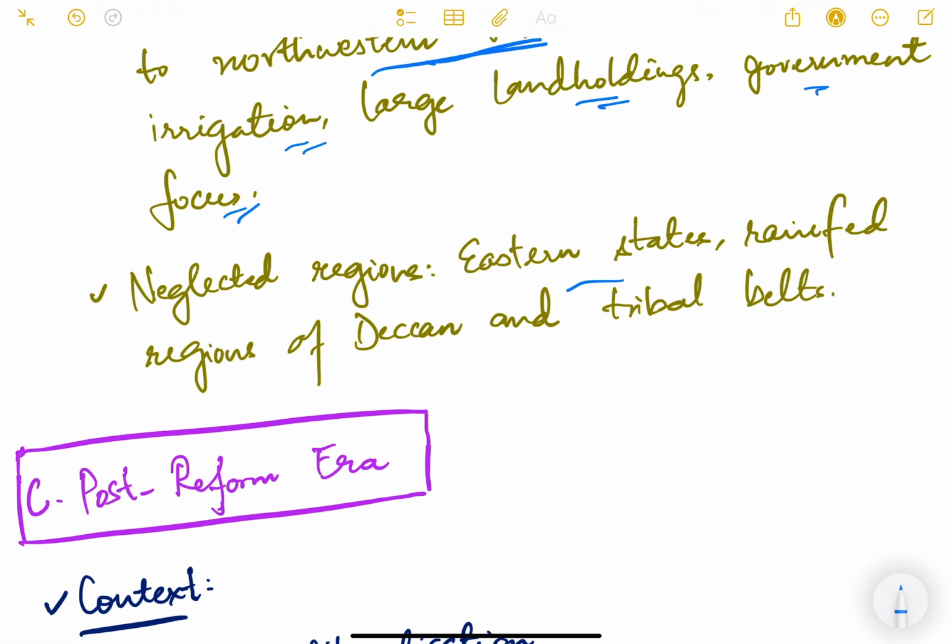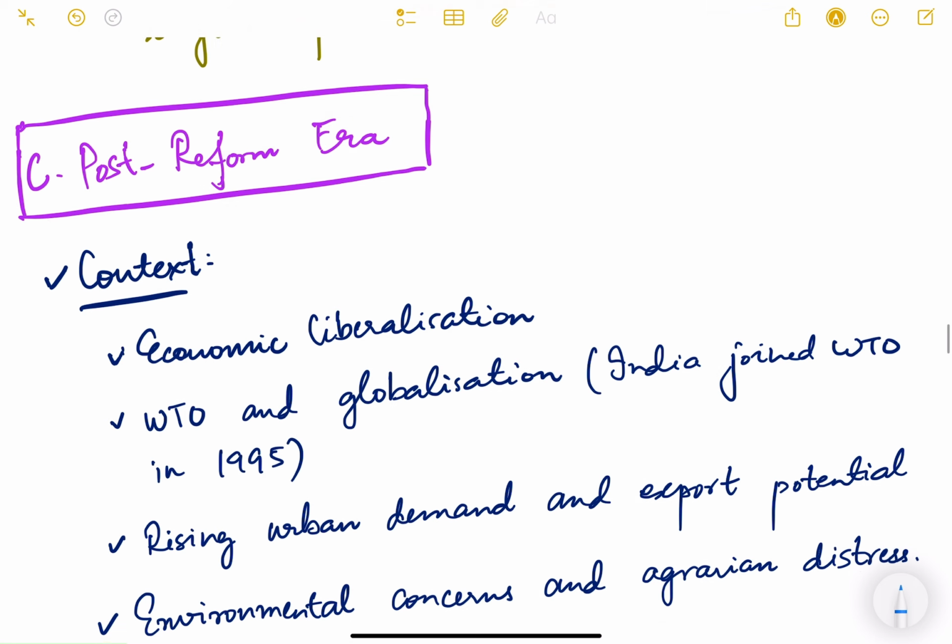Neglected regions were eastern states, rain-fed regions of Deccan and tribal belts. So these were the neglected regions at that time. So there was a regional imbalance also.